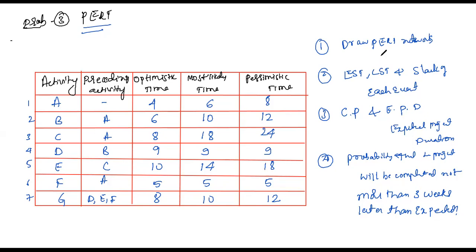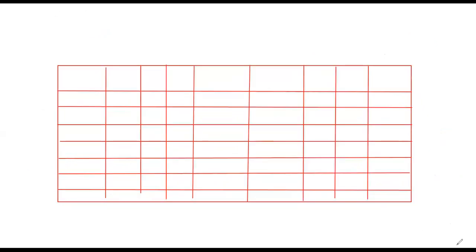So first thing is the network diagram we need to construct. Activities were given here, and according to this we need to construct it. So the activities are like this: activity A, B, C, D, E, F, G, and the preceding activity is given.